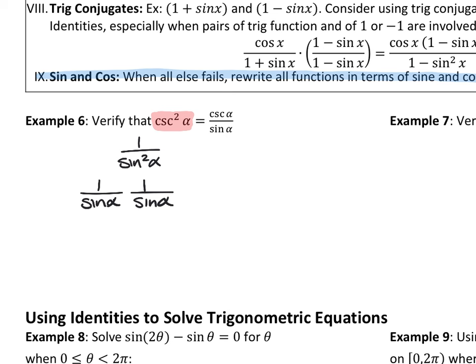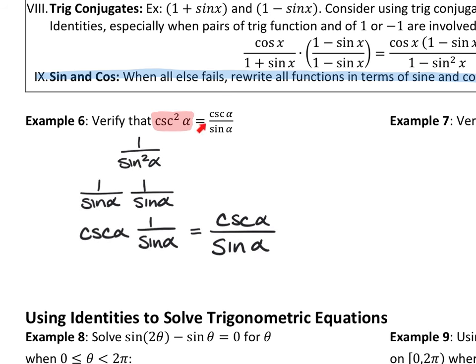Remember, my goal of this problem is to have a sine of alpha in the denominator, but I need one of them to go away. How can I make one of these go away? Can I rewrite it in some way? 1 over sine of alpha, I know we just redid this, is cosecant of alpha. And those two numbers, when they're multiplied together, is exactly what we want. Cosecant of alpha divided by sine of alpha. So once these two things match, you have verified that statement. If you get one side to reduce or simplify to equal the other side, you're done. Your work here is, or your answer is your work.